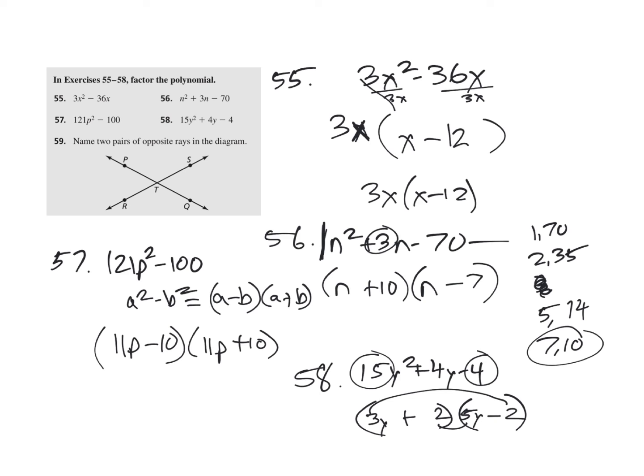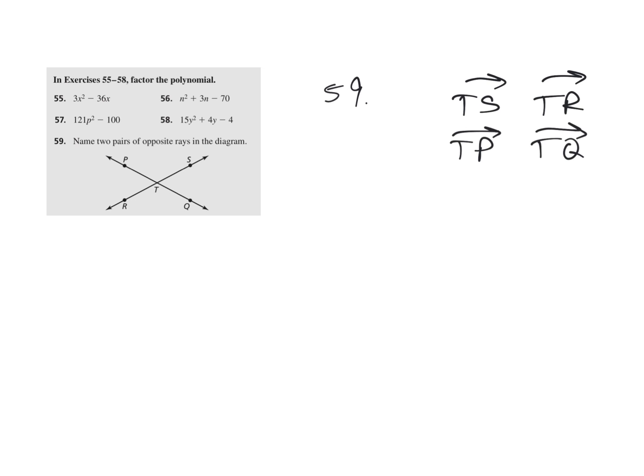All right, now let's go to number 59 to finish it. Oops, lost the whole thing. So 59. Name 2 pairs of opposite rays. 2 pairs. So the first pair is going to be TS and TR. And the second pair will be TP and TQ. And you're done.